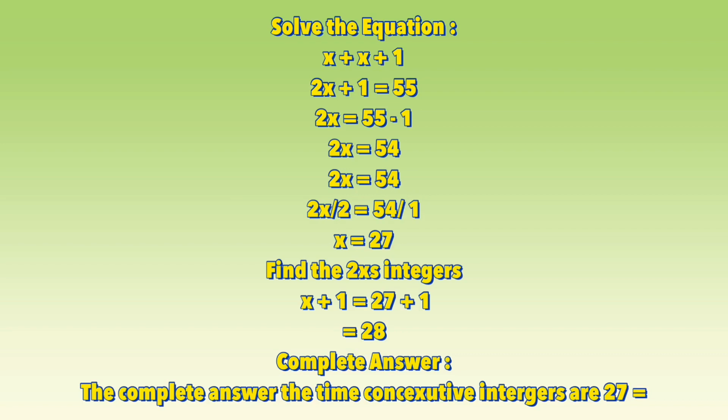So to check, x plus x plus 1 equals 55. 27 plus 27 plus 1 equals 55. 27 plus 27 equals 54, plus 1 equals 55, and 55 equals 55. Since the result is a true equation, therefore our answer is correct.